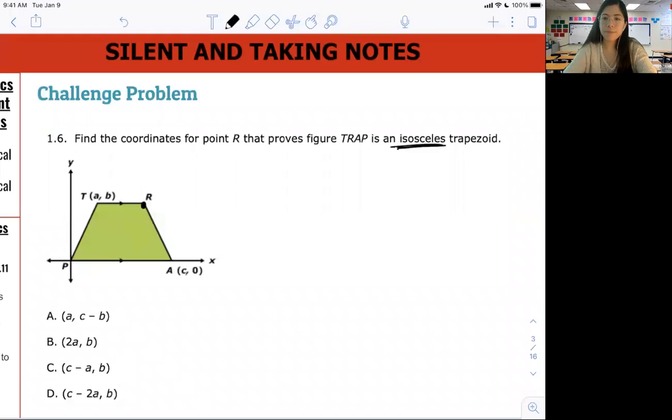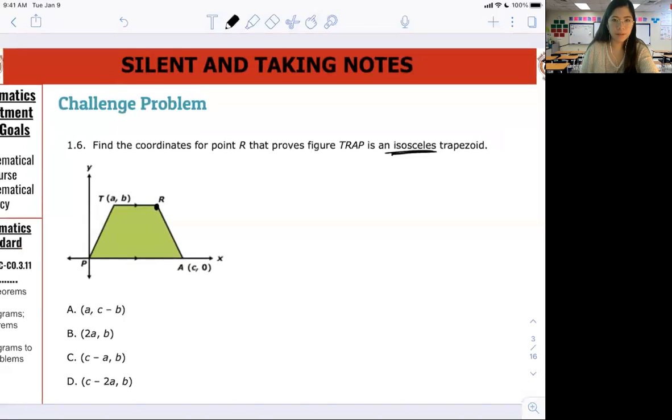Wait, hmm. Miss, what does answer D say? Answer D, or is it just A, B, and C? D would be C minus 2A, comma B. Okay, thank you. Oh, there we go. I see it better now. Oh, okay.